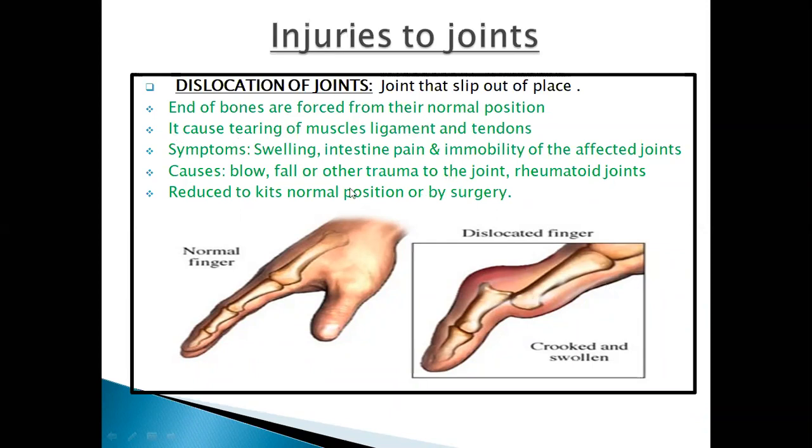What can be the symptoms for this? You can see that here is the swelling in this hand, intense pain and immobility of the affected joints. So you can feel such symptoms if you have a dislocation of joints. What can be the cause for this dislocation of joint? Blow, fall, or other trauma to the joint, and rheumatoid joints. Rheumatoid, you have seen that disorder, it can also cause this dislocation of joint. How can you treat this disorder? It is reduced to its normal position, or by surgery.